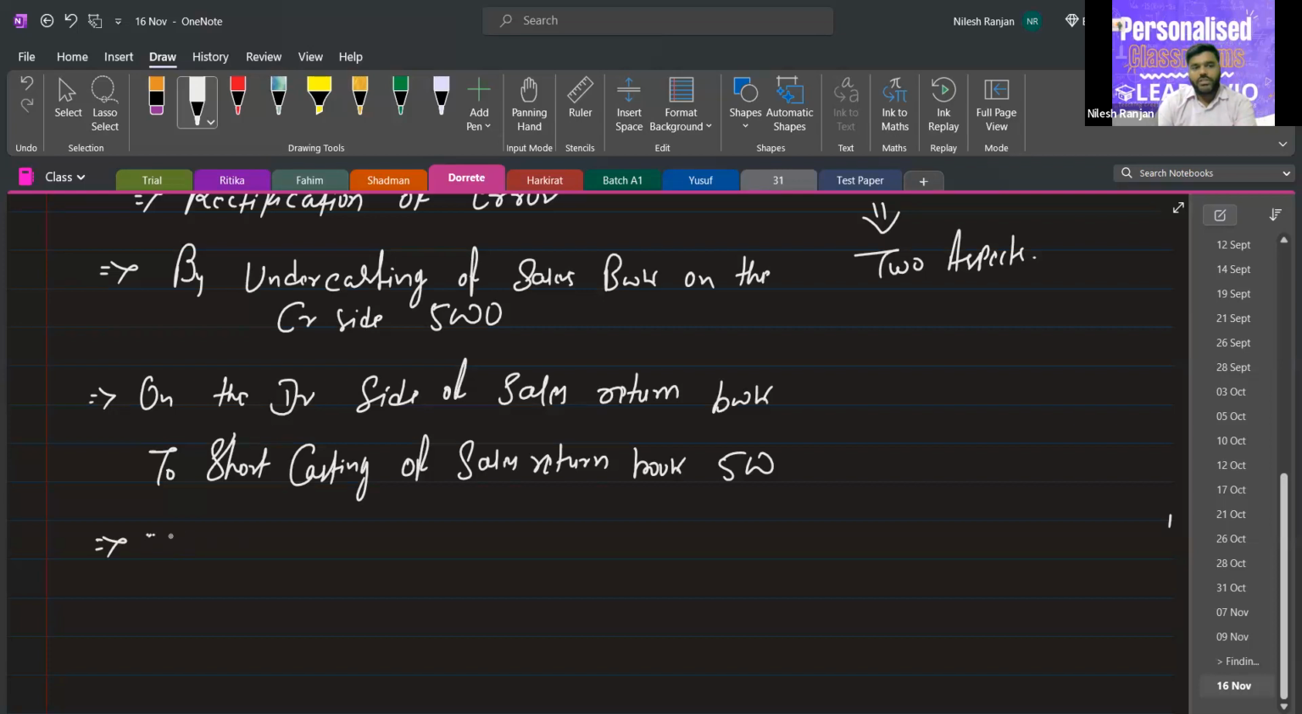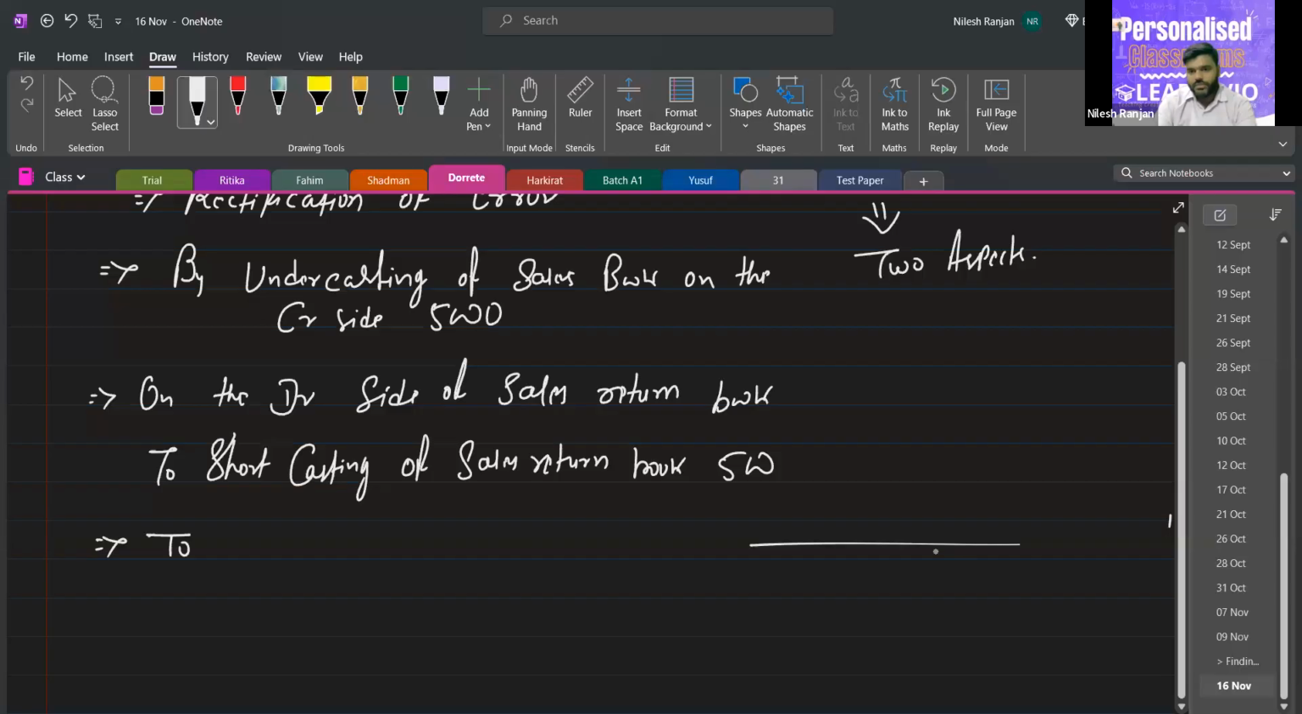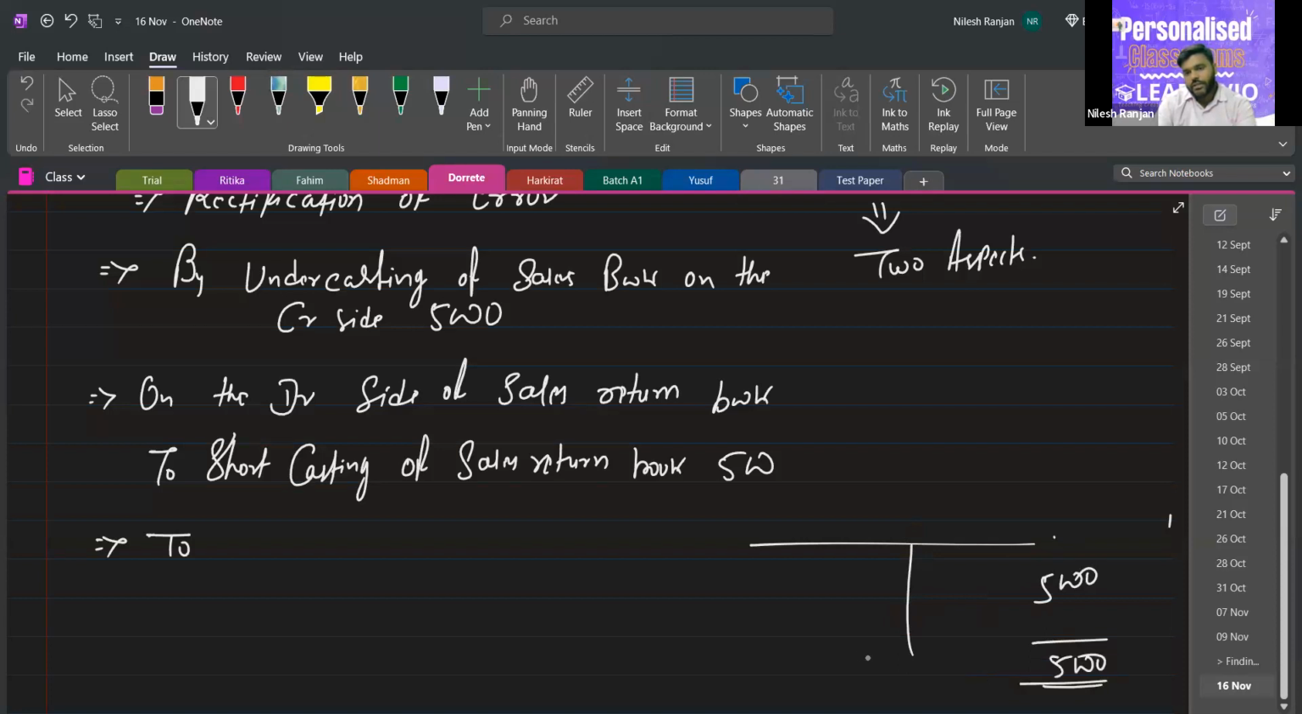If we write something on the debit side, to shortcast it or overcast it, it is forwarded short by 1000. Let me prepare a sales book here. Let's say this is your sales account and you have written 5000 here. The total is also 5000, but by mistake you have written 6000 or shortcast 4000. So to correct this 4000, you have to write 1000 on the credit side.